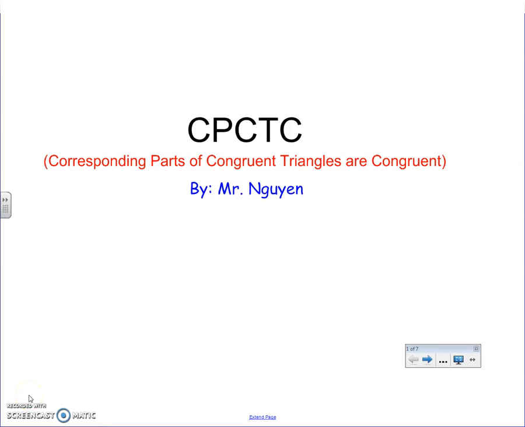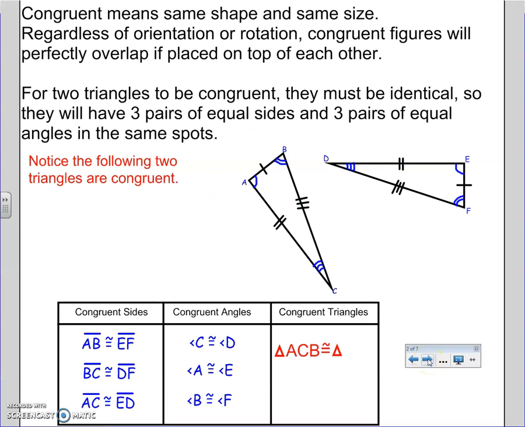That stands for corresponding parts of congruent triangles are congruent. So congruent means same size, same shape. Regardless of the orientation or rotation, congruent figures will perfectly overlap if placed directly on top of each other. You might have to turn them a little bit. But for two triangles to be congruent, they must be exactly identical.